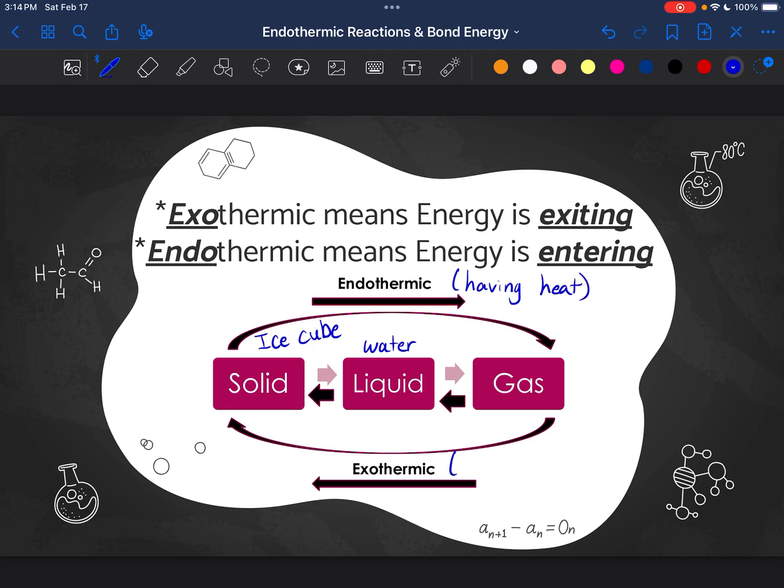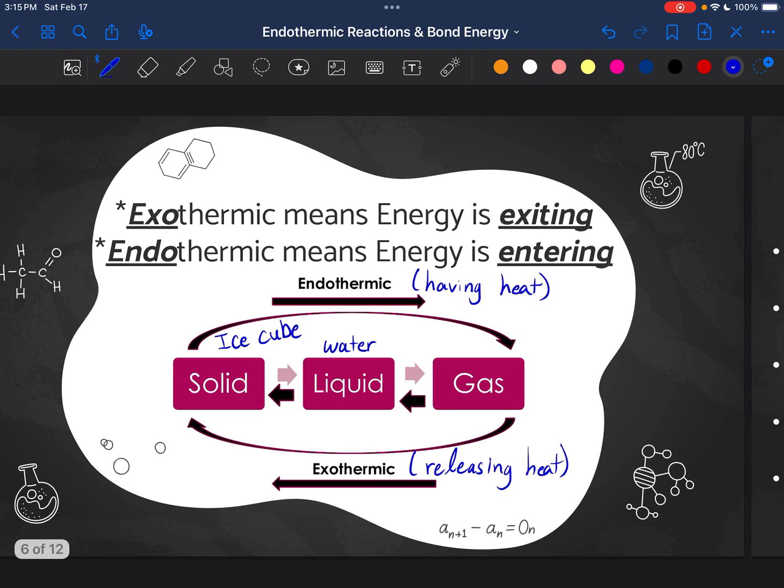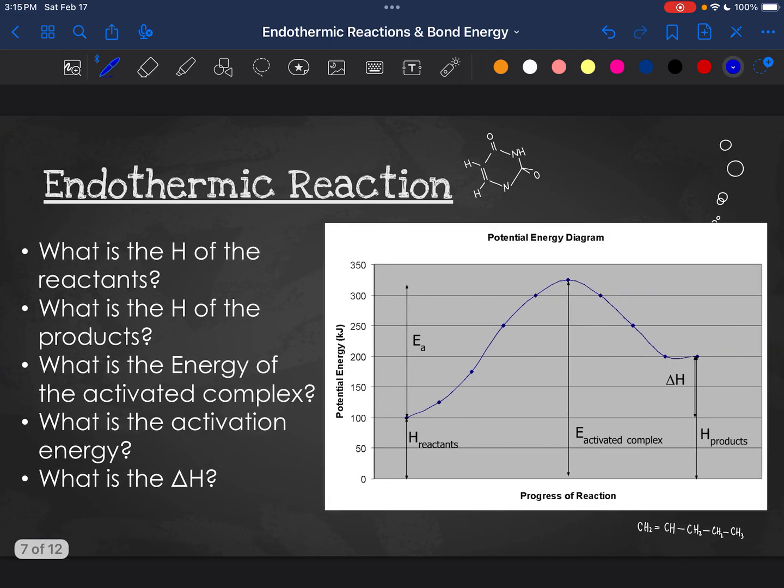and exothermic as, it's pretty much the same definition as I presented before. Releasing heat. That's pretty much the difference. So there's nothing much to explain about this except, like I said, understand what the graph is saying. Now that you know the basics of this knowledge, let's try to solve some questions.